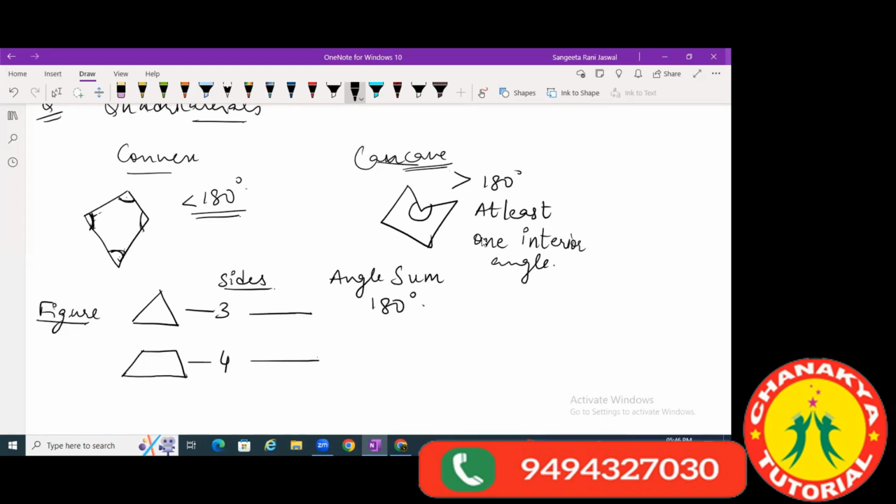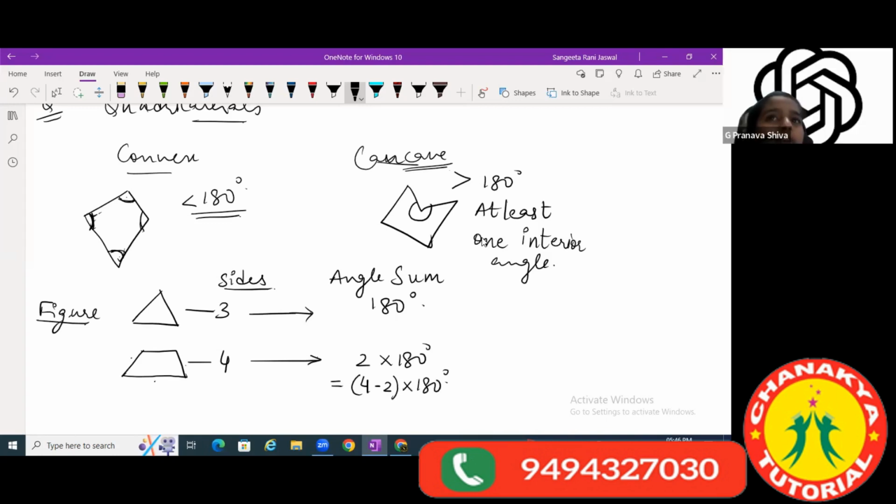Now its angle sum will be 2 into 180, which is 360, because I know that the sum of all the interior angles in any quadrilateral is 360, and I can write it as 2 into 180. But how come I'm writing 2 into 180? Because I can write it like this, 4 minus 2. Why 4? Because 4 is the number of sides here. 4 minus 2 into 180 degrees. I can write it like this.